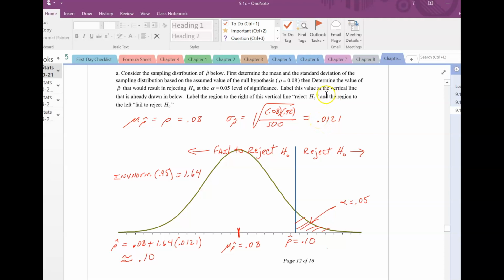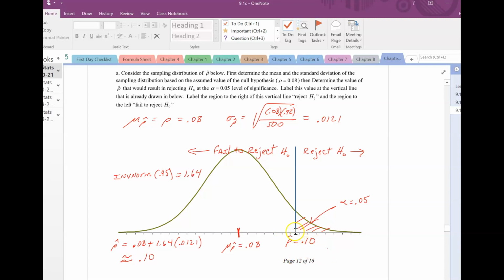It says, then determine the value of p hat that would result in rejecting the null hypothesis at the alpha level of 0.05. All right, the alpha level of 0.05, that would be up here. The most extreme upper 5% of possible samples is the area in which we would end up rejecting the potatoes. So the question is asking you to find the p hat value that would lead you to this cutoff point right here. Clearly the answer is there on the screen, but I'm going to show you exactly how we got that.